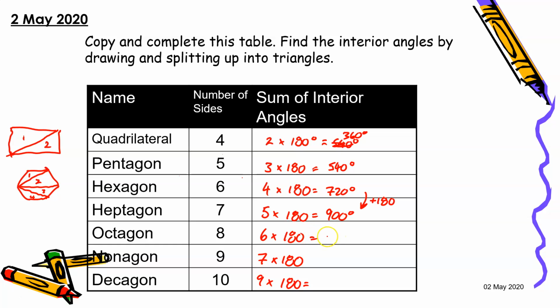And then we could add another 180, so that's 1080. Add another 180, which gives us 1260. And then lastly, with the decagon, that gives us 1440. So we can see that the pattern is you add 180 each time.